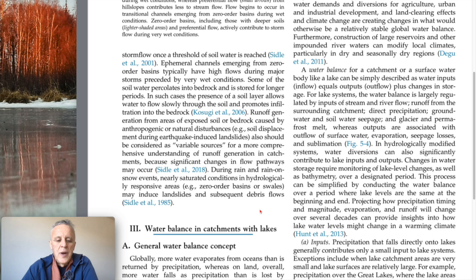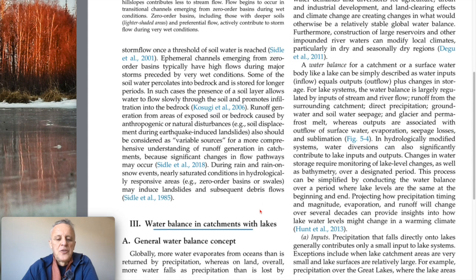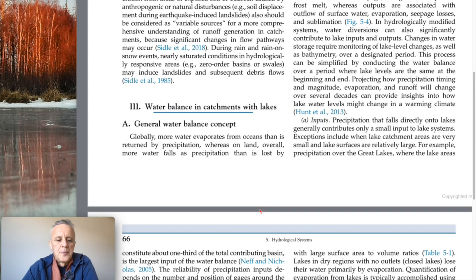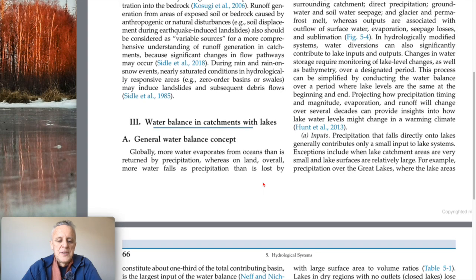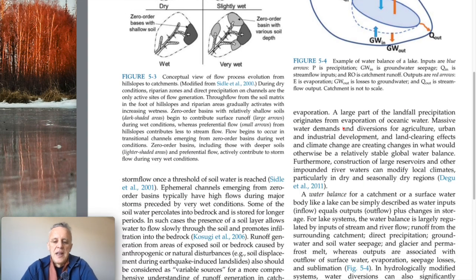During rain and rain-on-snow events, nearly saturated conditions in hydrologically responsive areas, for example, zero-order basins or swales, may induce landslides and subsequent debris flows. 3. Water balance in catchments with lakes. A. General water balance concept. Globally, more water evaporates from oceans than is returned by precipitation, whereas on land, overall, more water falls as precipitation than is lost by evaporation.